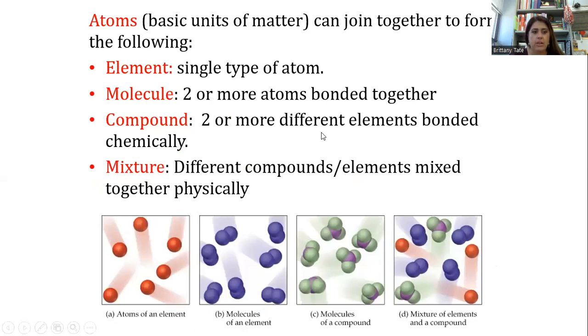So atoms, like I said, are the basic units of matter, and they can join together to form the following. They can form elements, which is a single type of atom. They can form molecules, which is when two or more atoms of the same type, the same element, are bonded together. A compound is when two or more different elements are bonded together chemically, like water. Hydrogen and oxygen is a compound. And then we have mixtures, and mixtures are different compounds and elements mixed together physically.